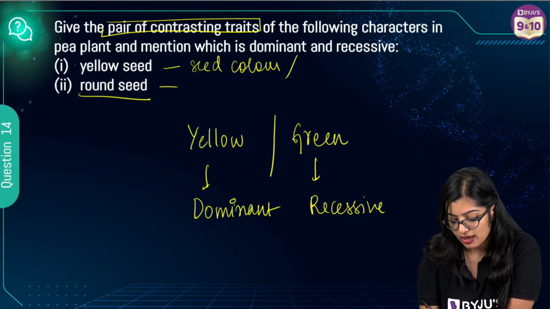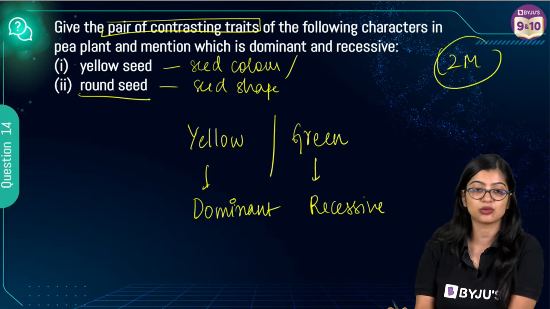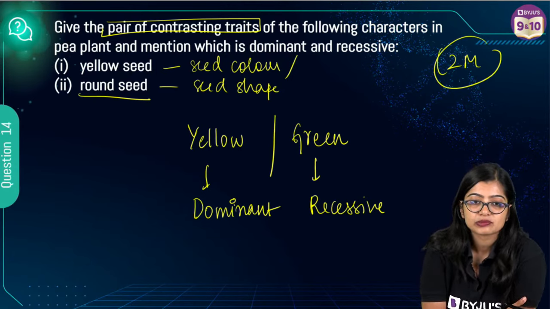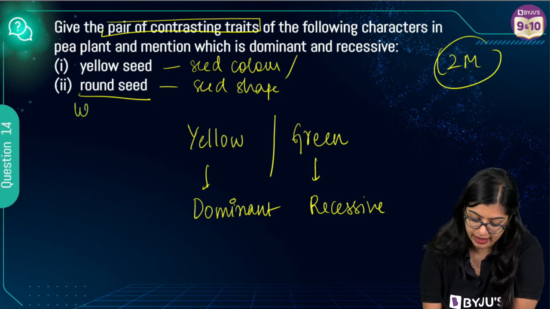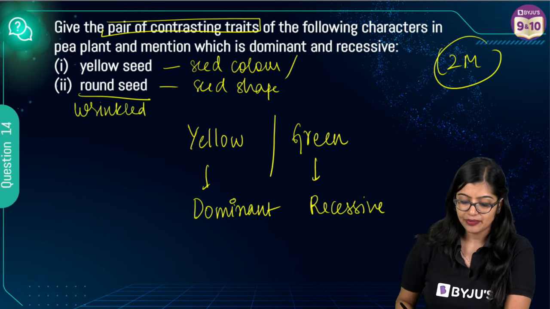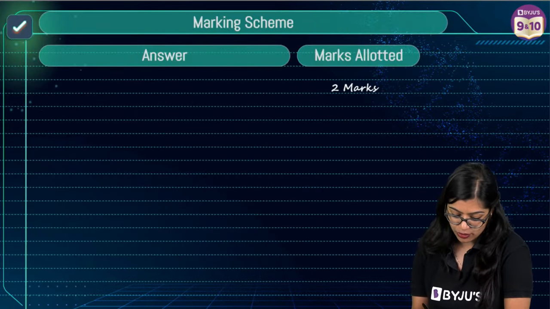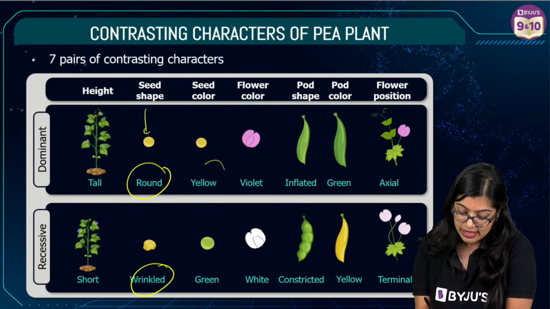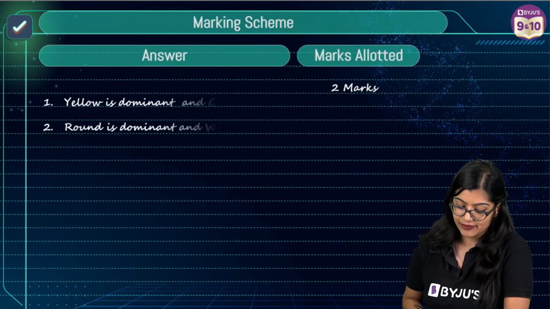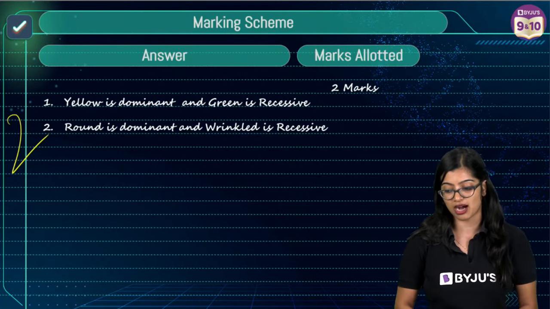Now you have round. Round seed is with respect to seed shape. So you have round seed and which seed? Round seed and what? 2 marks. Easy peasy. Very good. This is wrinkled, right? The contrasting character is wrinkled. And we know that round is dominant and wrinkled is recessive. So for seed shape, round is dominant, wrinkled is recessive. Yellow is dominant while green is recessive. You write this, you will get 2 marks for this. Easy peasy, in your pocket, right?